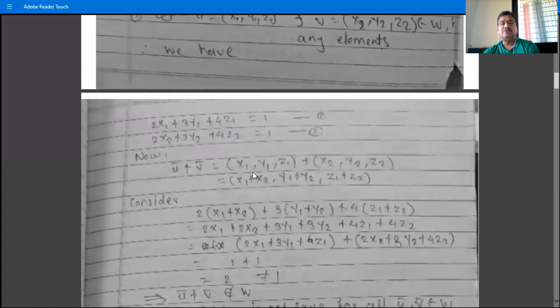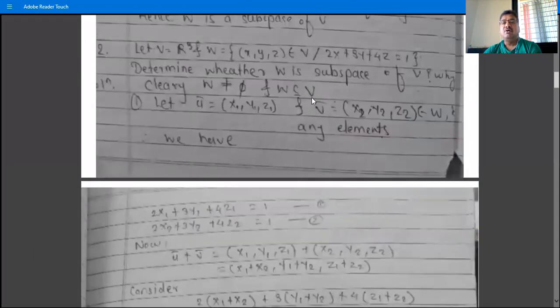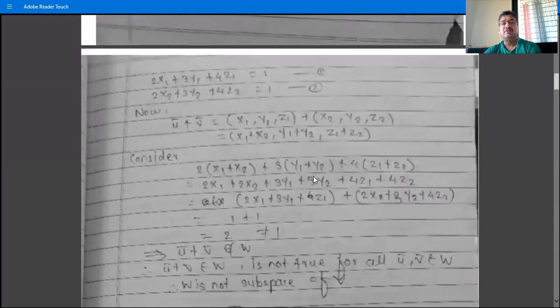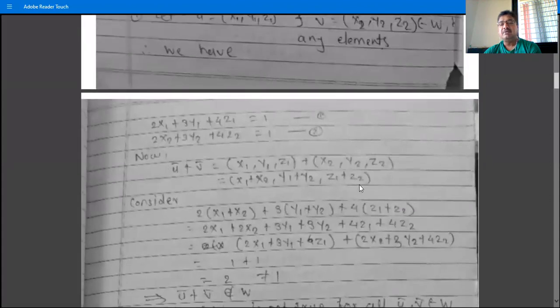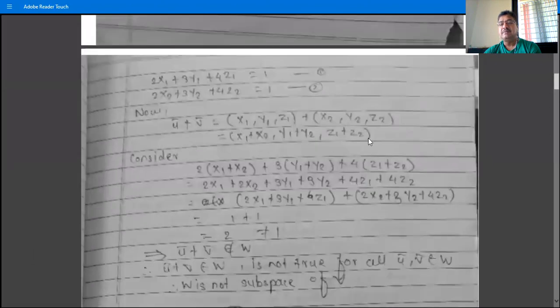Now, what is u bar plus v bar? That is (x1, y1, z1) plus (x2, y2, z2). We add these two elements by the usual addition: (x1 plus x2, y1 plus y2, z1 plus z2). This is again a three-tuple. Now we have to verify whether u bar plus v bar belongs to W or not. It belongs to W if 2 times (x1 plus x2) plus 3 times (y1 plus y2) plus 4 times (z1 plus z2) is equal to 1.